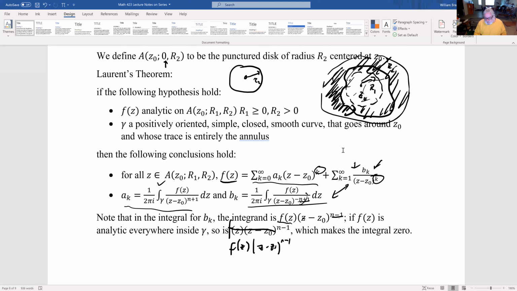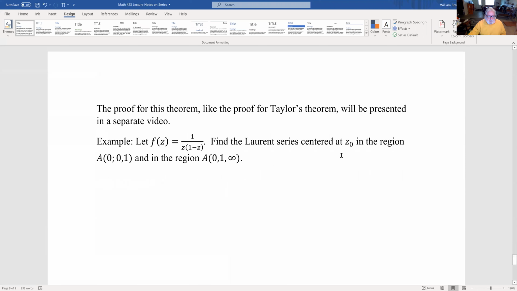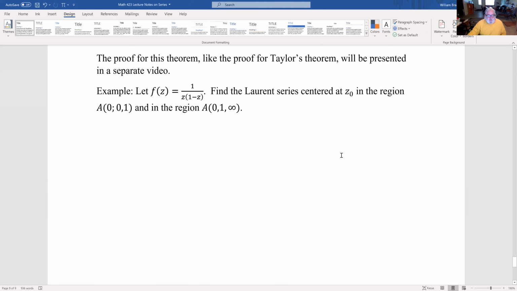So what this Laurent series allows us to do is look for places where the function isn't analytic and take that for your center. And then you can define a series for this function away from that center. And the proof for this theorem, like the proof for Taylor's theorem, we presented in a separate video.